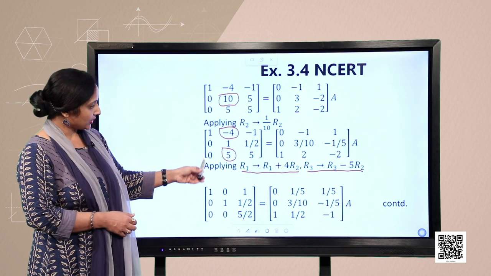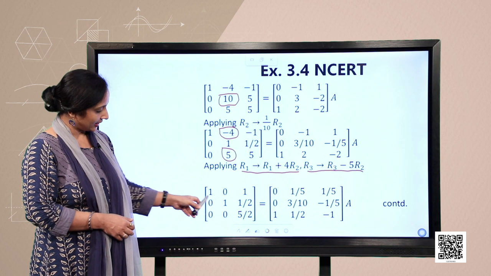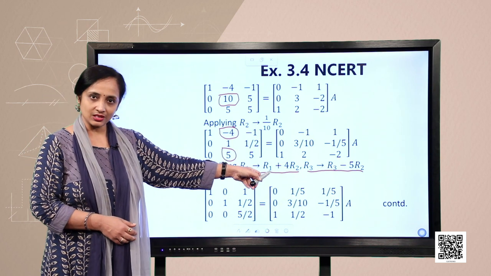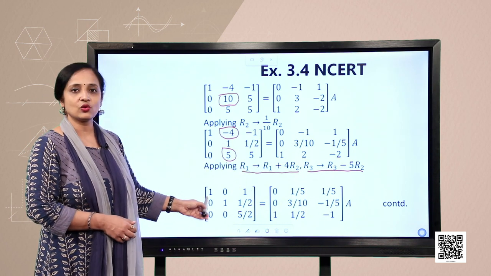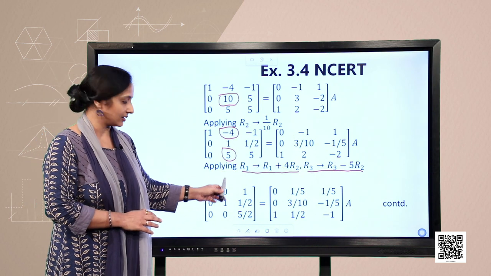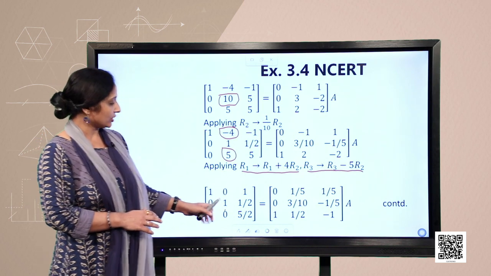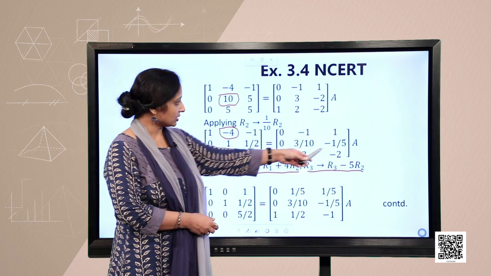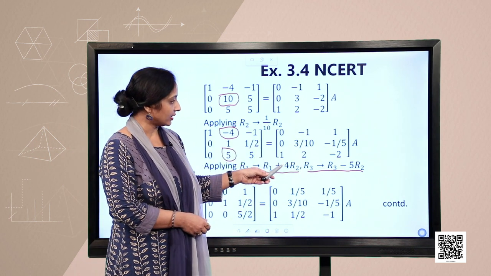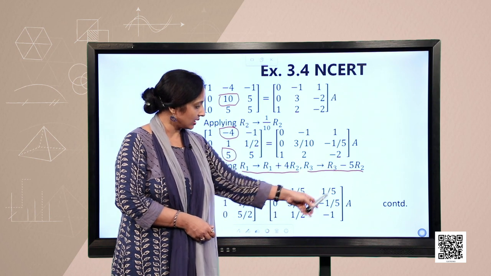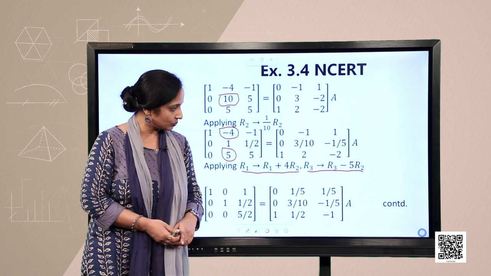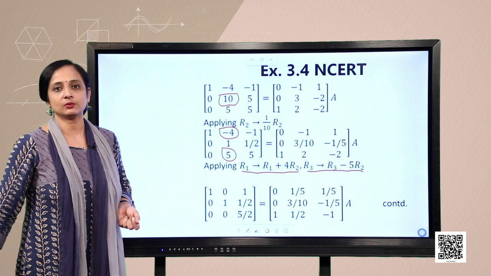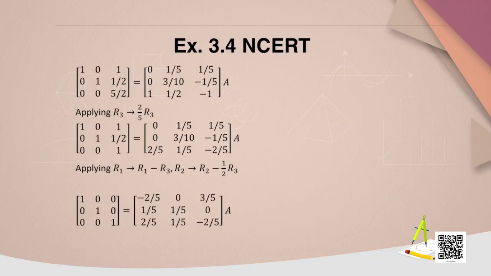You can see in the previous step, we have obtained these two zeros. By using these operations, these zeros and this one is intact. So only this column is going to be changed. After that, make same changes here in these R1 and R3. So this R1 and R3 is also going to be changed by using the same two operations. Let's move further to the next step.